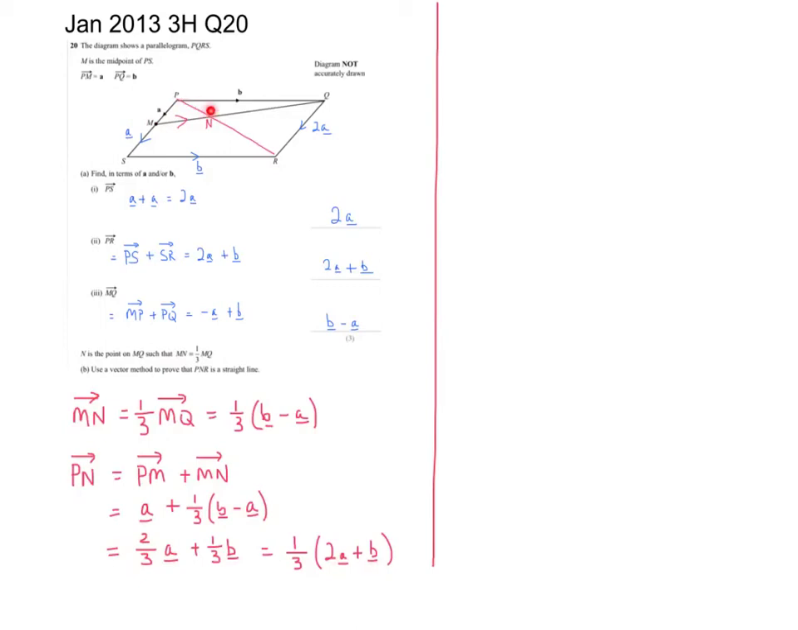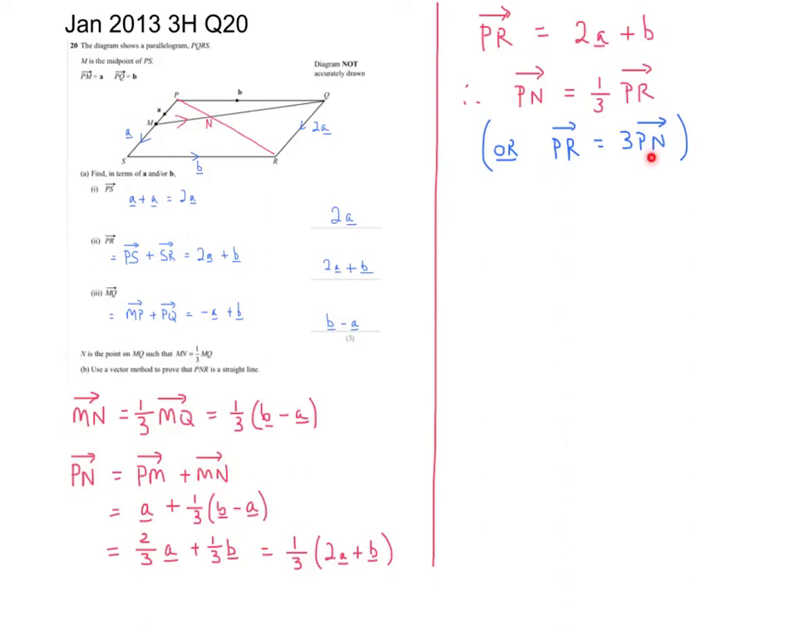So I next need to compare that with vector PR. So PR, we know from part A, we know that PR equals 2A plus B. And now compare PR and PN. They've both got 2A plus B, only PN has got a factor of a third. So I can write that PN is a third of PR. Or in fact, you could say PR is 3 times PN. It doesn't matter, either one of these.